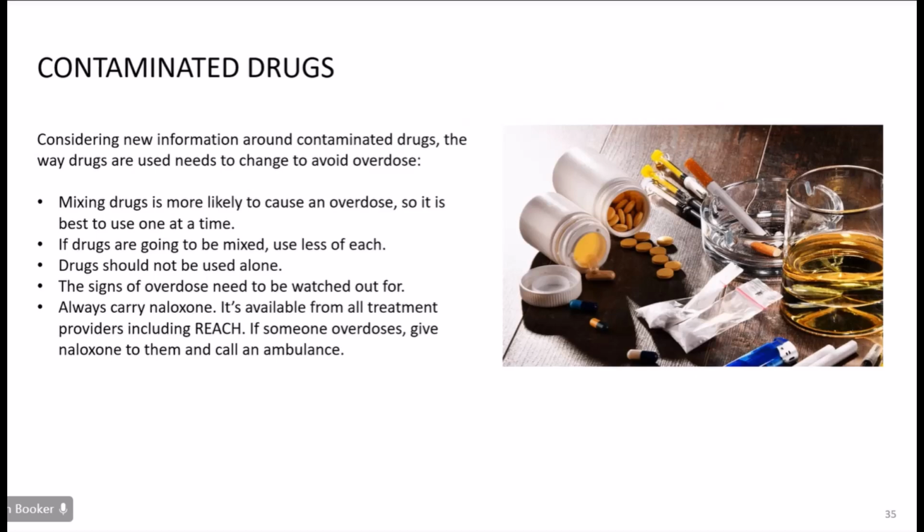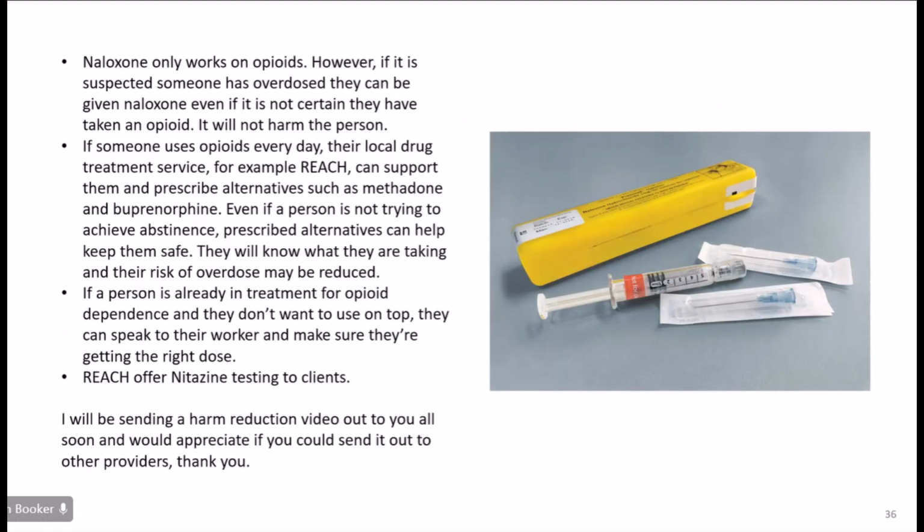Always carry naloxone. It's available from all treatment providers, including REACH. If someone overdoses, give naloxone to them and call an ambulance. Naloxone only works on opioids. However, if it is suspected that someone has overdosed, they can be given naloxone even if it is not certain they have taken an opioid. It will not harm the person.